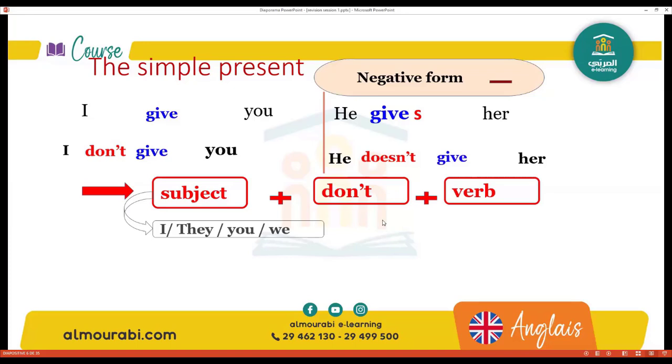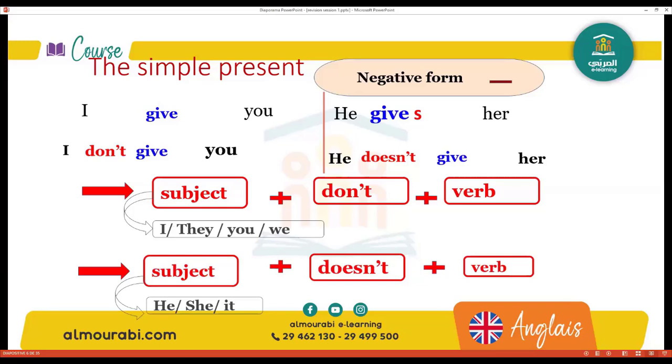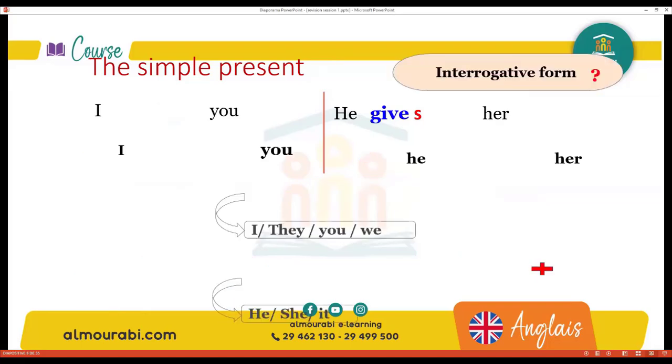So as you may see the rule here, subject plus don't plus verb with I, they, you, and we. But if we talk about he, she, and it, of course, doesn't plus verb or does not plus verb. We don't change the verb, okay? So if we move to the interrogative form, I give you, here we have the inverted. We are going to invert. In English, normally we start with the subject. I, you, a name, they. So normally and usually, it's unlike the Arabic.